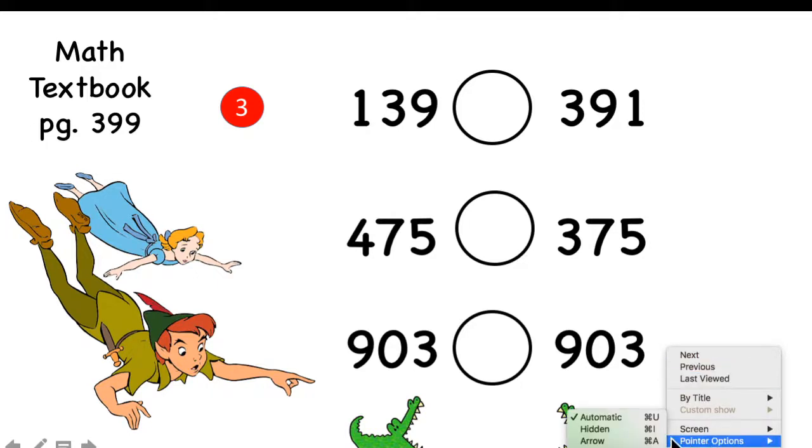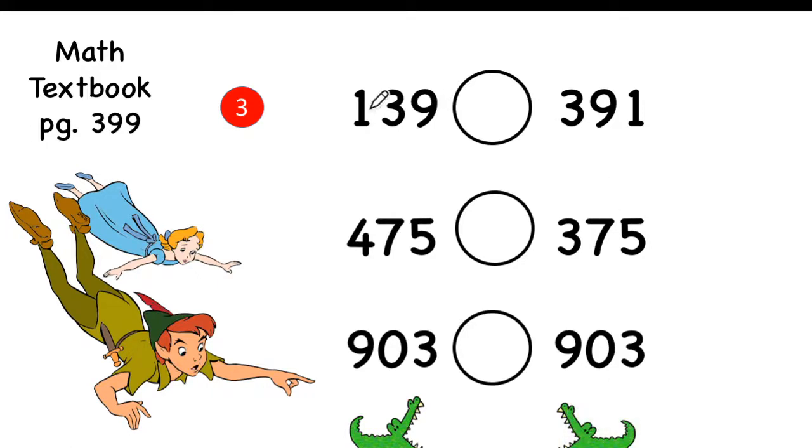139 and 391. The hundreds digits are not the same. We can use them to compare which one is greater, 1 or 3. 3 is greater. Which crocodile will come and eat the greater number, 391? The one whose mouth opens this way because it will come and eat it. Or my favorite Pac-Man will come and eat it this way with his eye looking at the greater number. So the mouth and the sign will be open this way. It says less than. This number is less than this number.